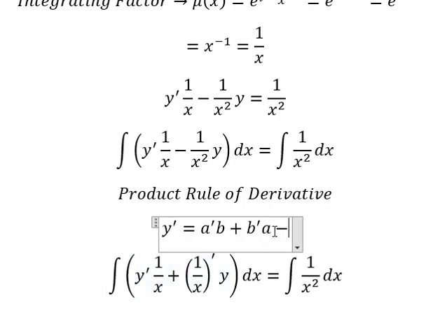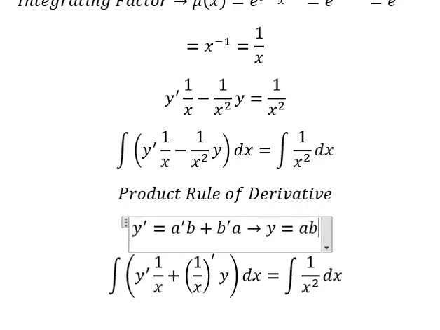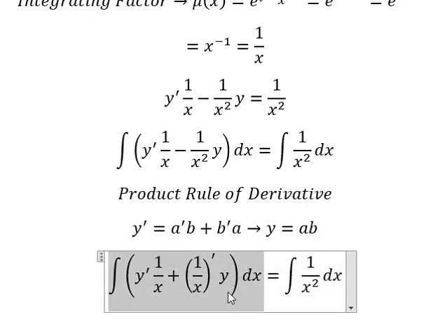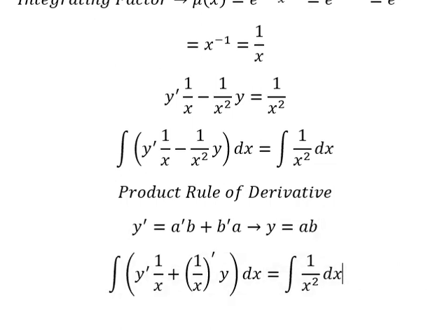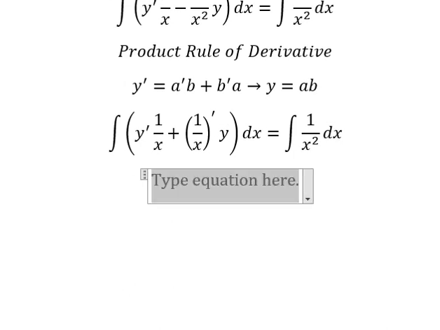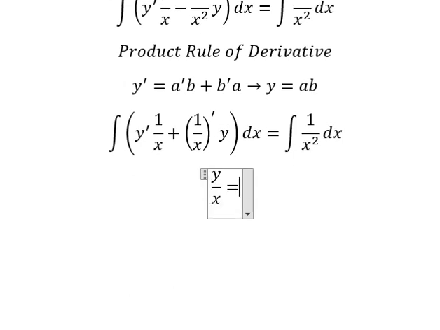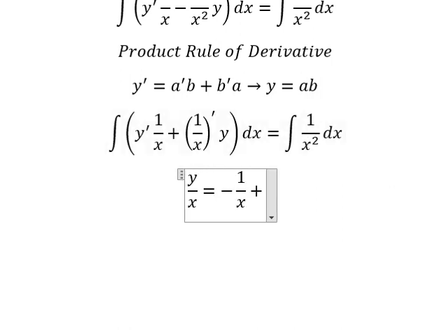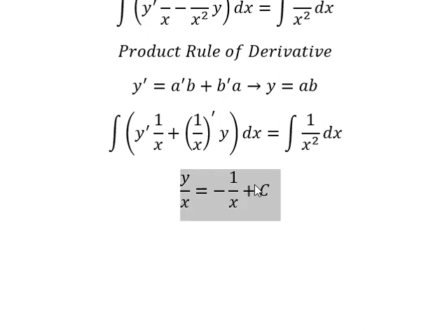So the integration of this one, we have y equals ab. So the integration of that one, we have y over s. The integration of this one, we have negative 1 over s, and I will put plus c. Now we multiply both sides by s.